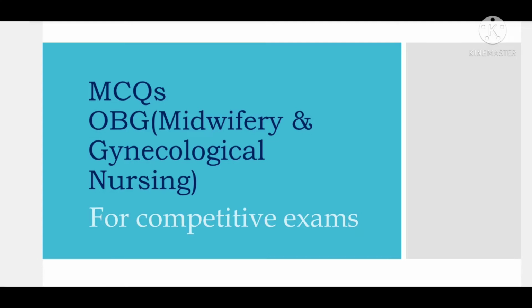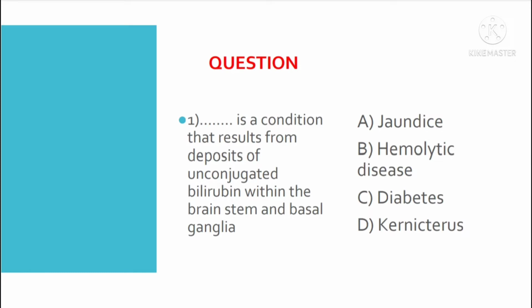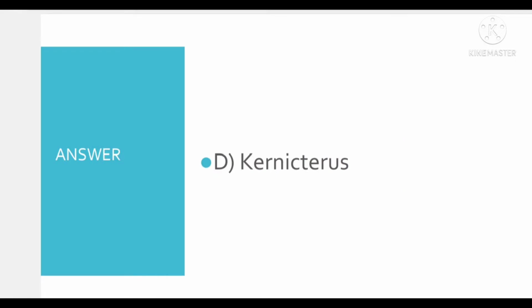Let's get into the questions. Question number 1. Dash is a condition that results from deposit of unconjugated bilirubin within the brainstem and the basal ganglia. Option A jaundice, option B hemolytic disease, option C diabetes, and option D kernicterus. Here the correct answer: option D, kernicterus.